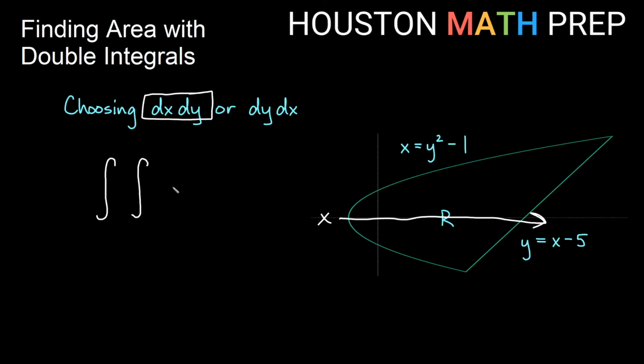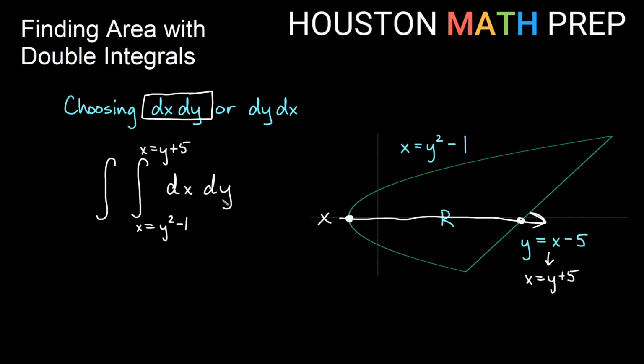Okay, so if we set up our double integral dx dy, so I go in the parabola first. I need it to be in x equals form because I'm integrating on the inside dx, and I already have it in x equals form, so I'll call that y squared minus 1. This upper bound would be the line, but this is in y equals form, so I need to change this, add 5 to both sides. This would give us x equals y plus 5. So our upper bound here will be x equals y plus 5.